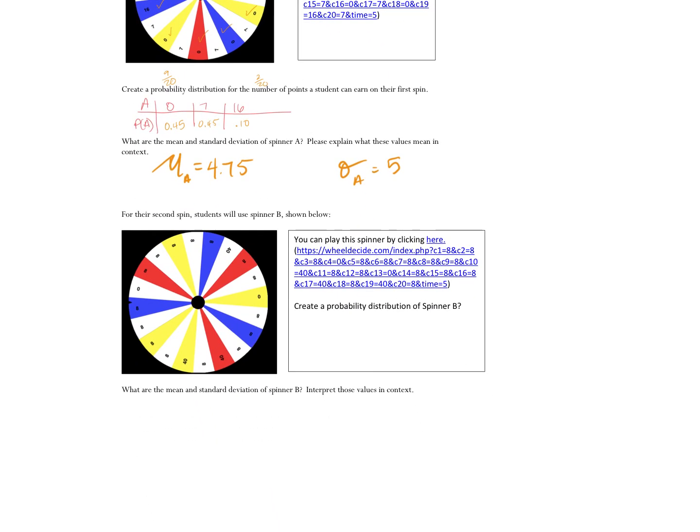Let's do spinner B. These options look to be 0, 8, and 40. Only 2 zeros, am I right? So that's 0.1. And 3 40s, so that's 0.15, leaving this to be 0.75.